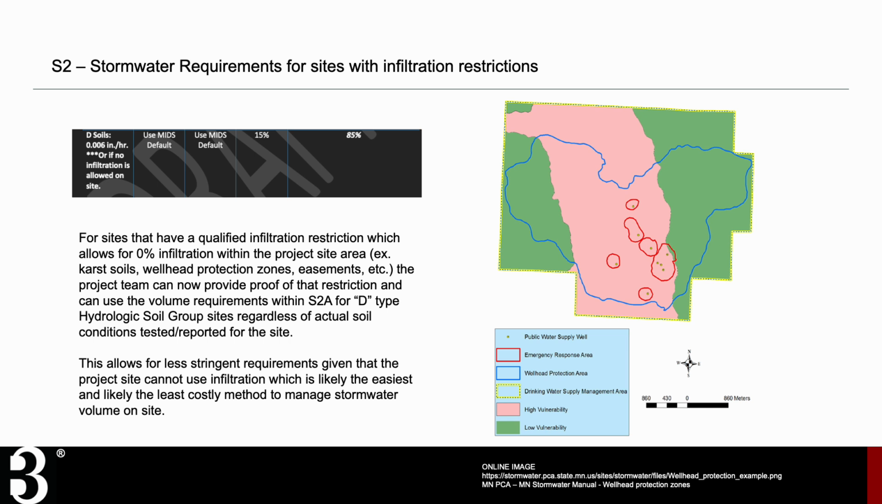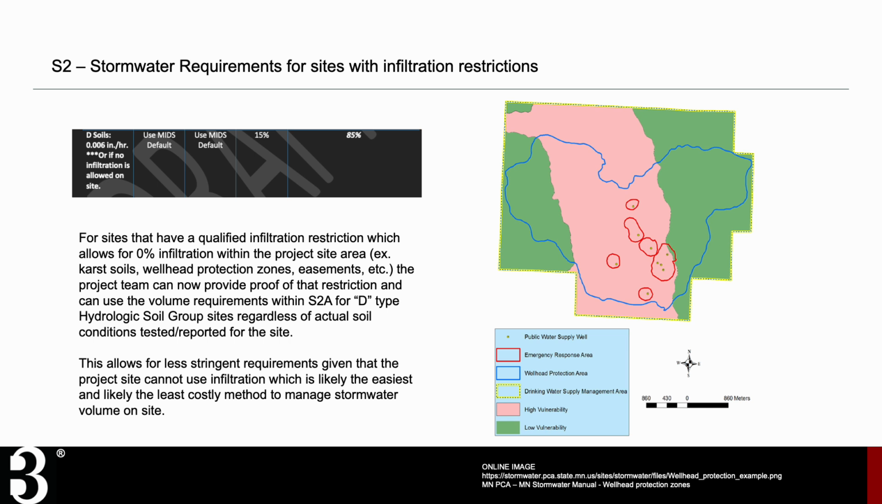Some common causes of this are wellhead protection zones or karst soils, easements, and more. So we've altered the stormwater requirements for these types of sites with infiltration restrictions to be able to use the same volume reductions as a site that has D-type soils. This gives some leeway given that infiltration is generally the easiest and least costly method of reducing overall stormwater leaving the site.